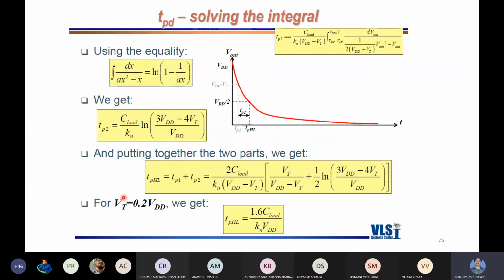And generally for CMOS, VT can be approximated around 0.2 VDD, and in that case the approximate calculation can be done. For hand calculation we can approximate this equation by putting VT equal to 0.2 VDD. Then there is a very handy equation, TPHL equal to 1.6 C load by Kn VDD. This can be used. So in this way we have already calculated TPHL.